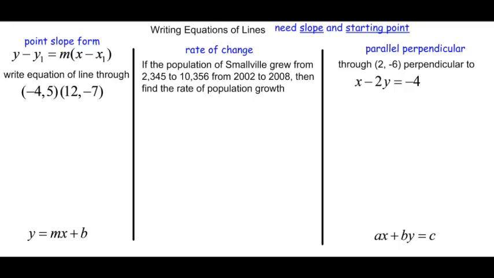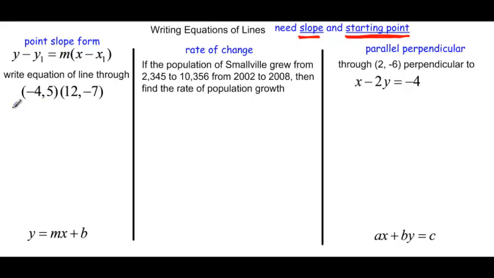Okay, writing equations of lines. So all of these, the key to all of these I'm going to really emphasize here is if you have an m, a slope, and some sort of starting point, then you can go ahead and do anything you want with equations of lines. Okay, so here we have, let's write an equation of a line that goes through both these points. So the first thing I'm going to do is I want to find a slope. So to find a slope is simply y's over x's.